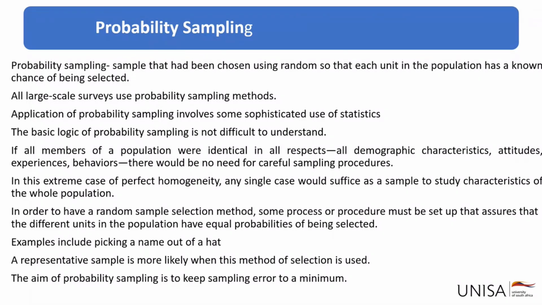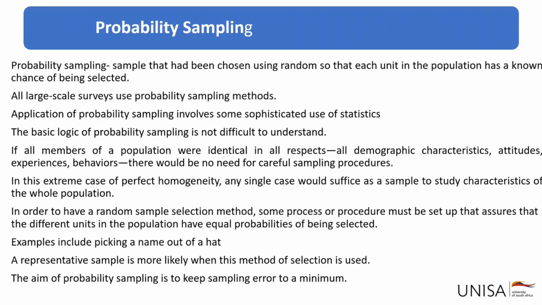So in this extreme case of perfect homogeneity, in other words, where people are the same in all respects, any single case would be sufficient as a sample to study, because then you don't have to worry about the whole population, given that the single case will give you exactly what the whole population represents.